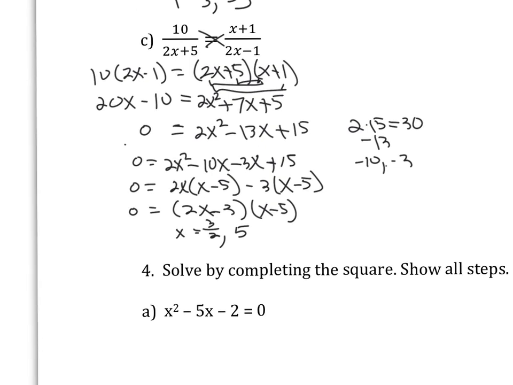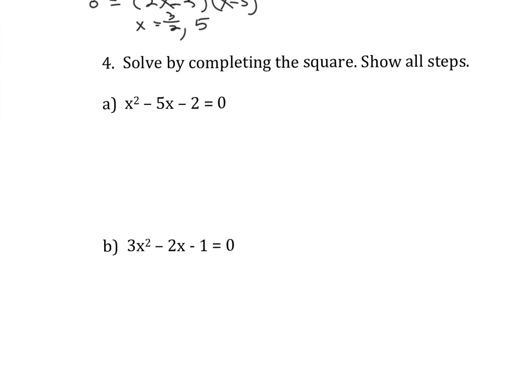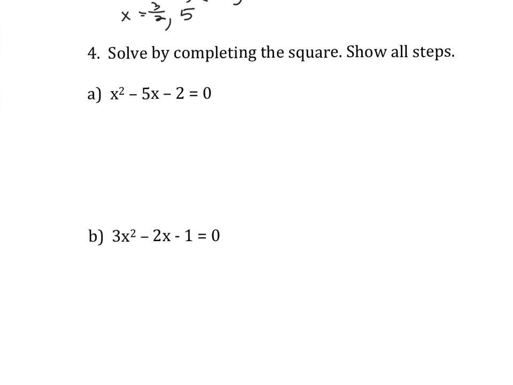Okay, completing the square. So the idea of completing the square is that we want to get our quadratic to be a perfect square trinomial so that we can then factor it into its two factors which are equal to each other, the square root of the trinomial. So in order to do that, we're going to first say, all right, I'm going to move this 2 over to the other side, so I'll add 2 to both sides.